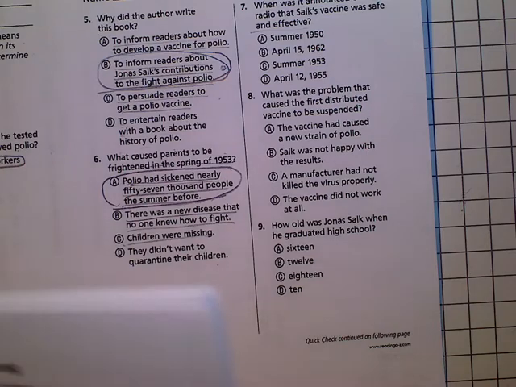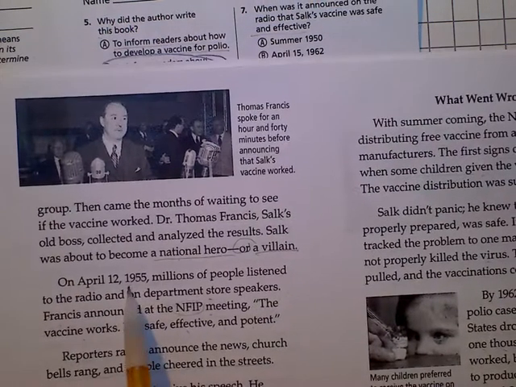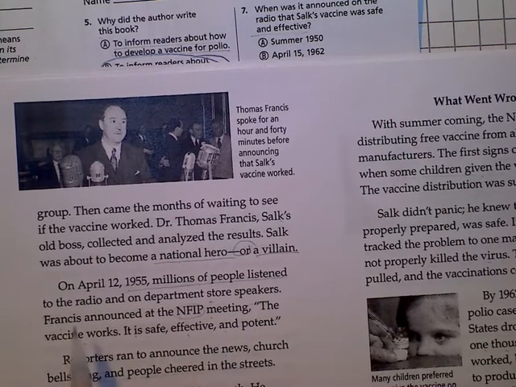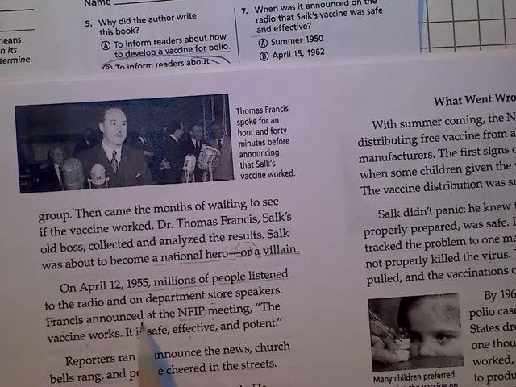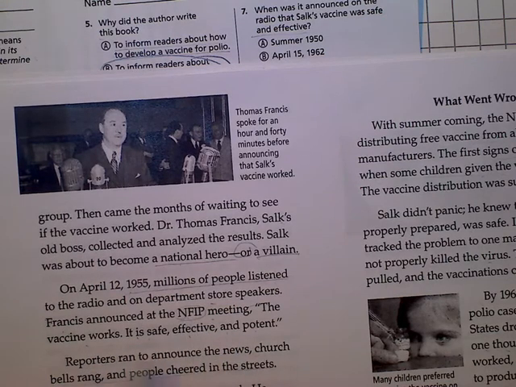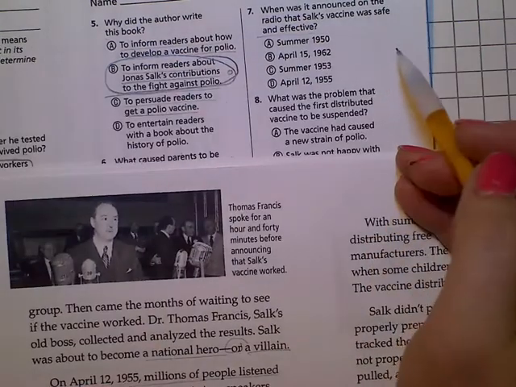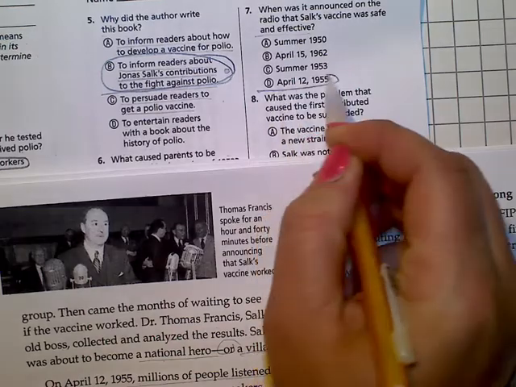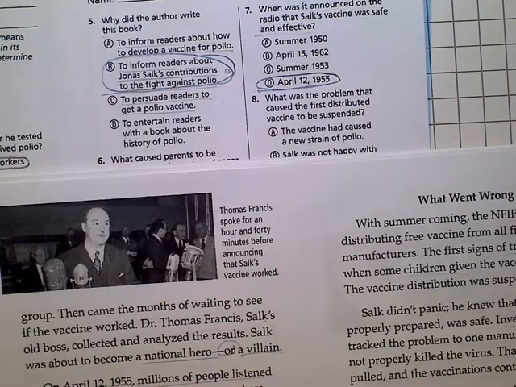It says right here. In April of 1955, millions of people listened on the radio as Francis announced at the NFIP meeting that the vaccine works and it's safe. So when was it announced that Salk's vaccine was safe and effective? April 12th, 1955. D.